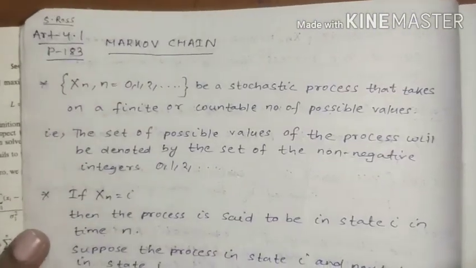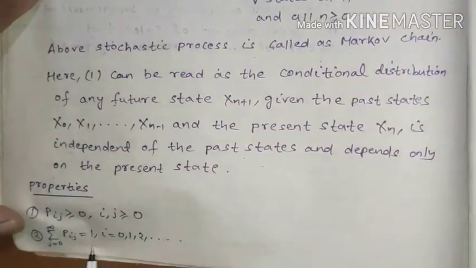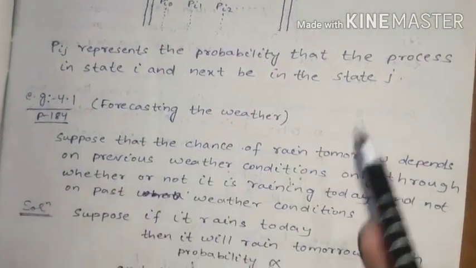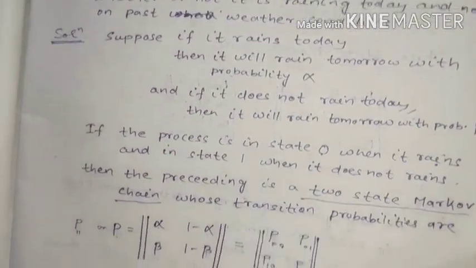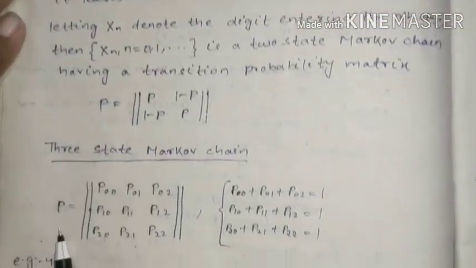What is a Markov chain? The properties are pi is greater than or equal to 0 and summation of pi is equal to 1, which is in this form. That is called a Markov chain. Forecasting the weather is one example. In the system, there is a three-state Markov chain, P, and this.